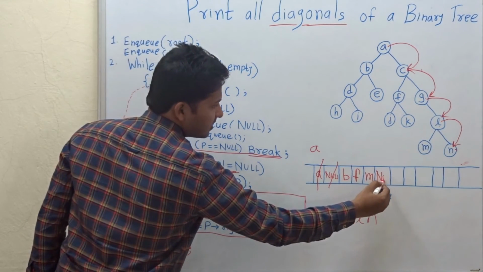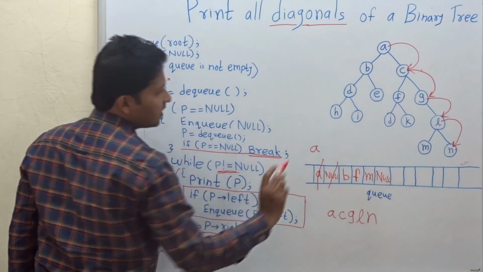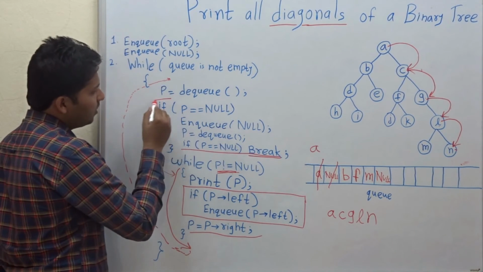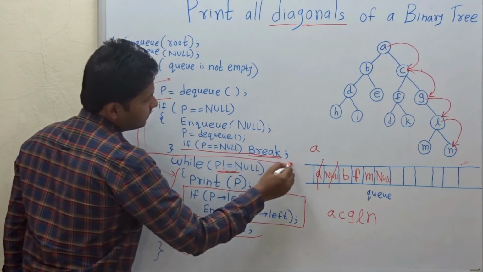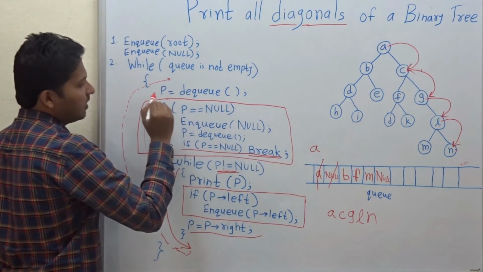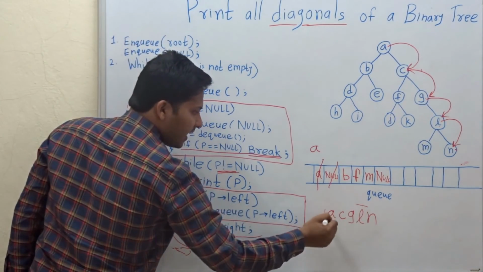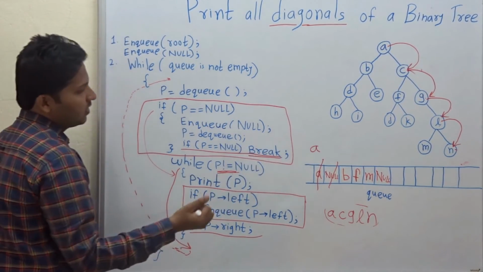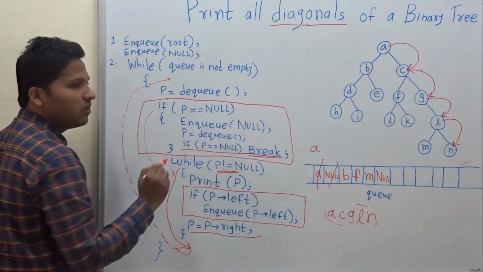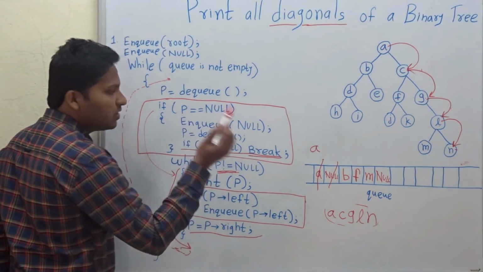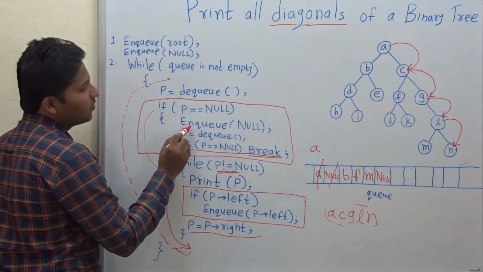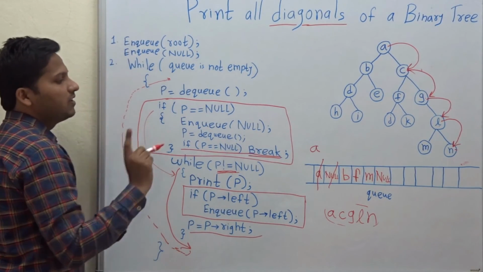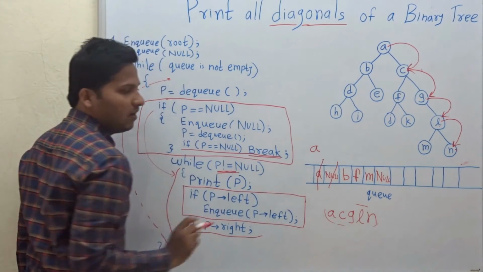At the end you will understand the purpose of enqueuing another null, but now I have to tell you that when P is equal to null, this block of code tells us that the first diagonal is over and we are moving to the next diagonal. And when we move to the next diagonal we have to enqueue an extra null in the queue. You will understand it when we reach the end why we are enqueuing null.